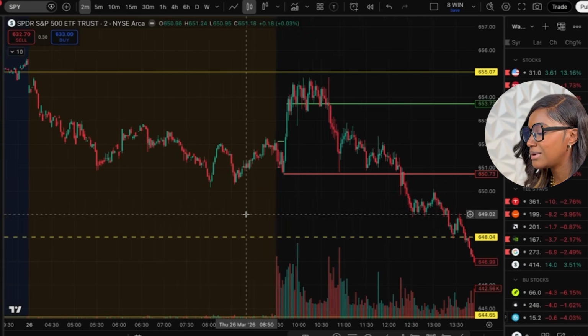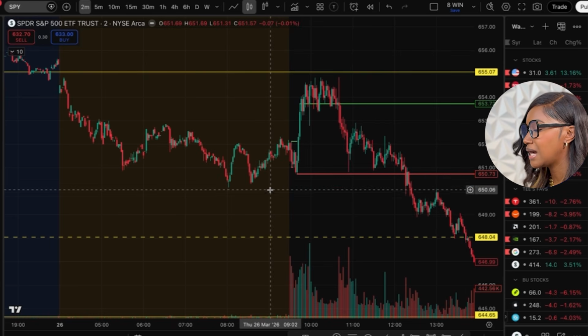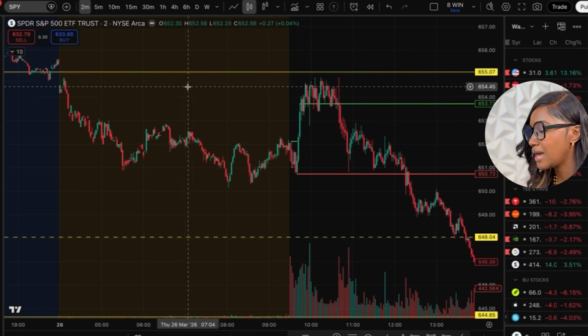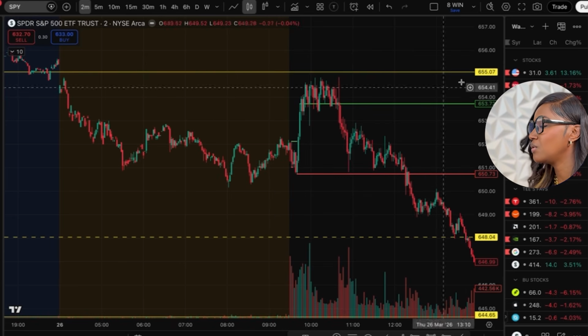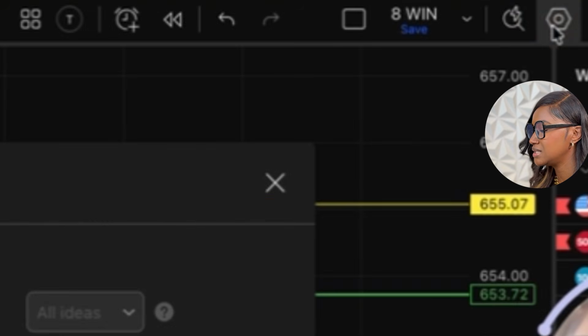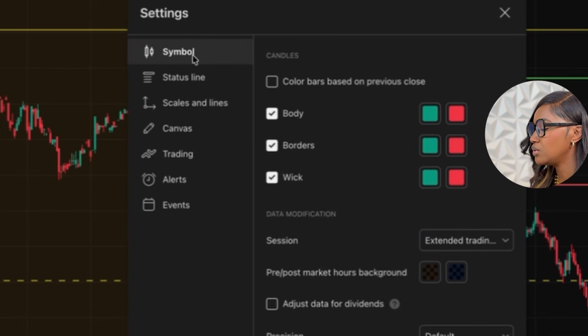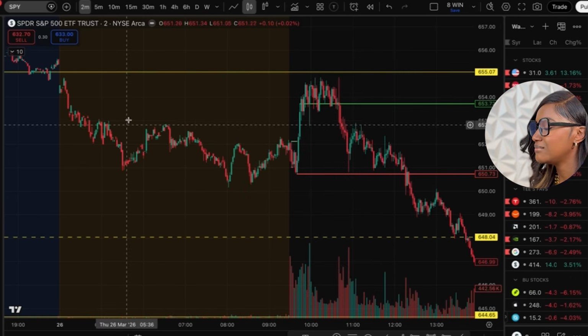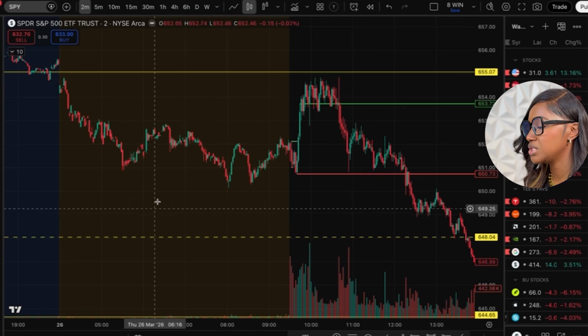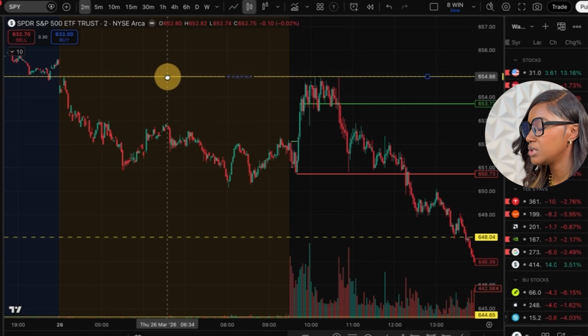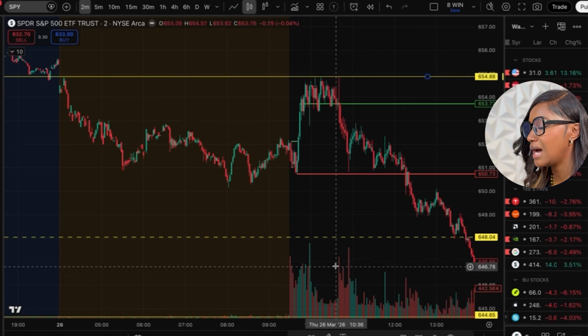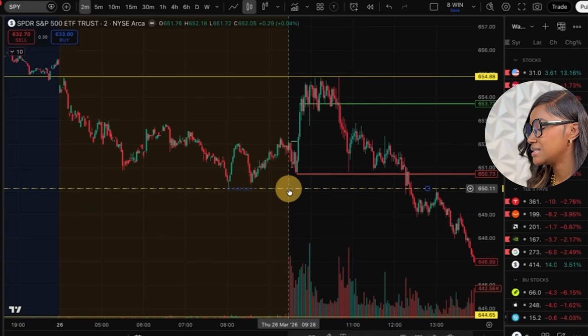Along with that, my friends, I like to draw pre-market high and pre-market low levels. In this pre-market area here, if you don't have this on your chart yet, make sure you go to the settings section here, and then when you go to symbols, make sure your session says extended trading. If not, it's going to have regular. Once you have extended on there, you're going to get this orange area, and with this orange area, all you want to do is mark the high and the low during that time period.